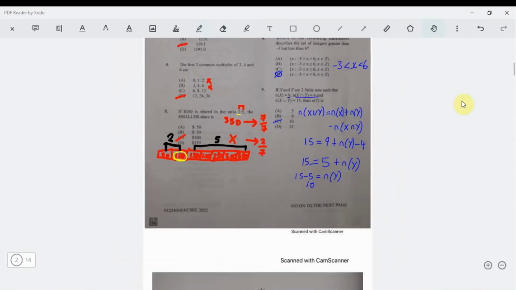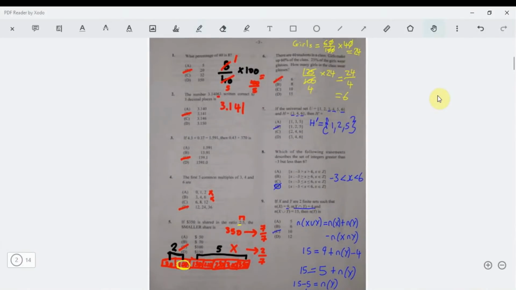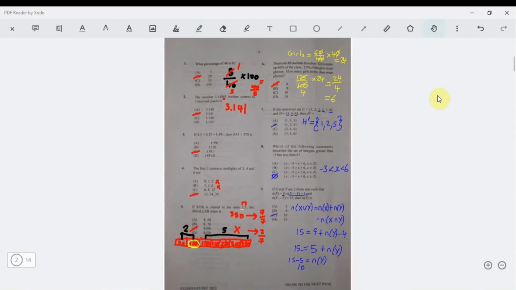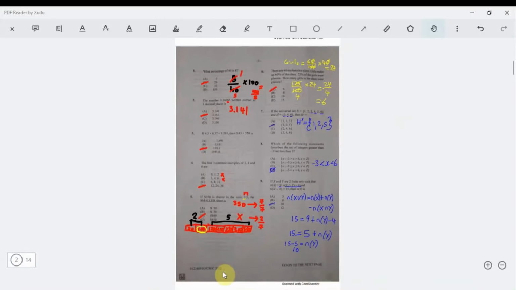Nice. And so that takes care of the first 9 questions on the January 2022 paper. Wow! Alright. So now let's move on.